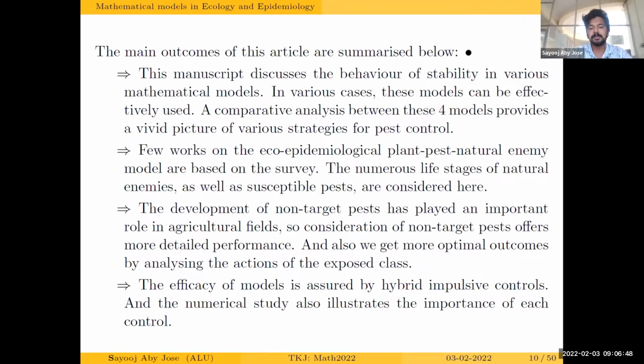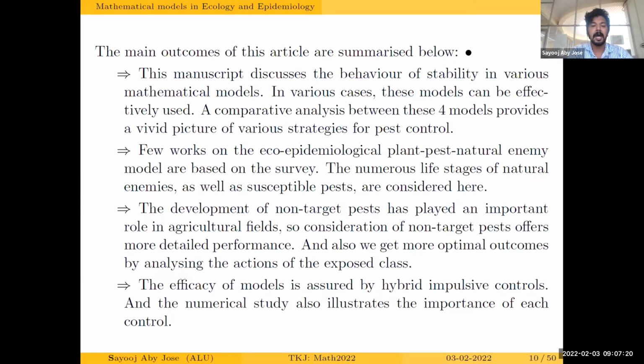This manuscript, or this presentation, mainly deals with the effectiveness of controls, and we do a comparative study of 4 different models. There is little work related to eco-epidemiological models, particularly with stage structures. When we go to the agriculture sector, we can see that there are target pests and non-target pests. Some of the pests are also friendly for the crop, and some of them are not friendly.